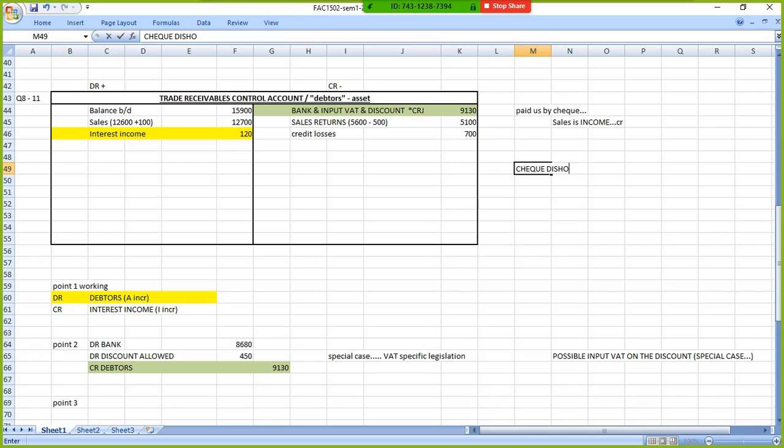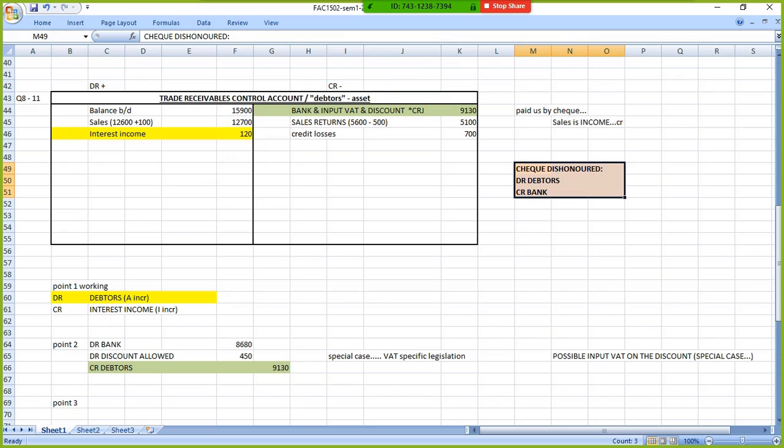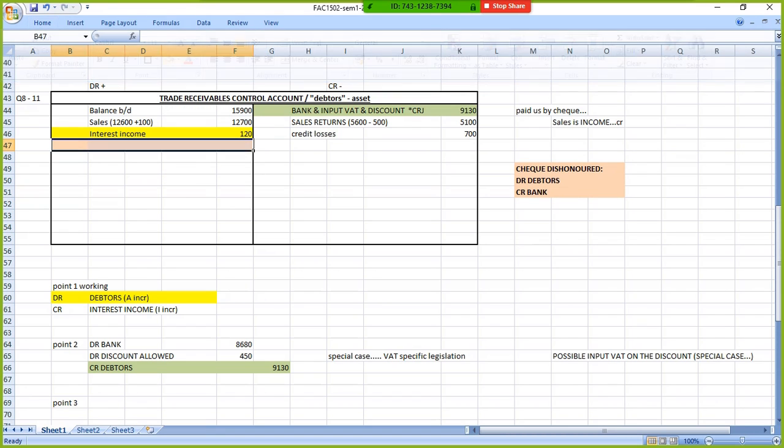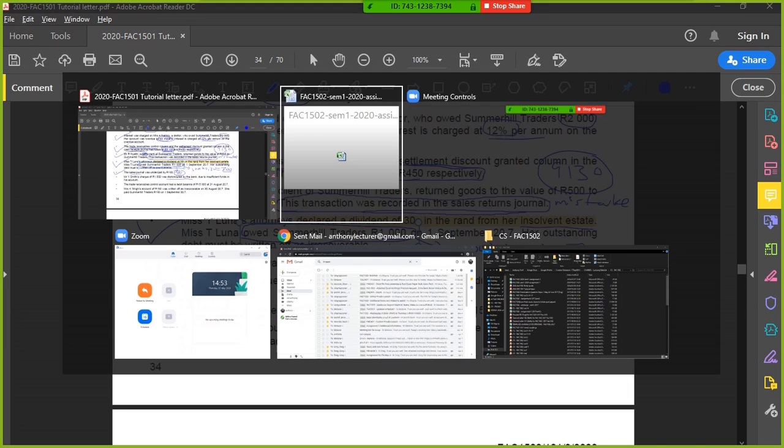Checks dishonored. Debit debtors, credit bank. That you can study if you want to, or you can think about it. So what's going to happen here? Debtors will be debited because of bank credits. Check RD, dishonored checks. How much? 1,005.